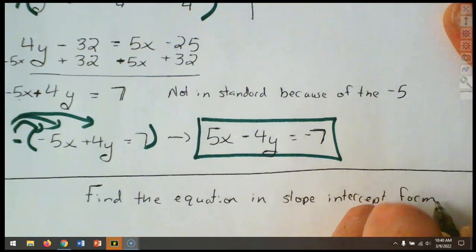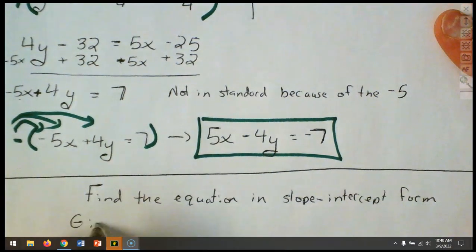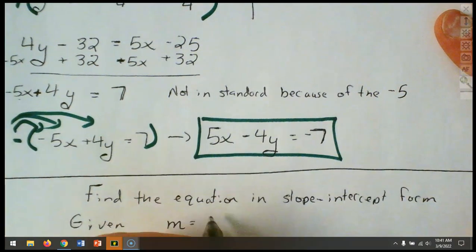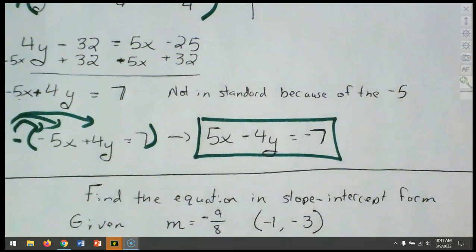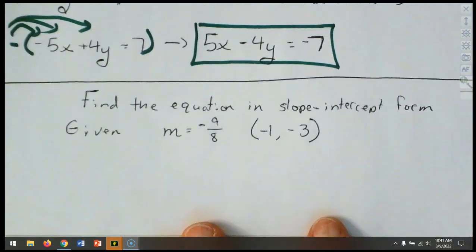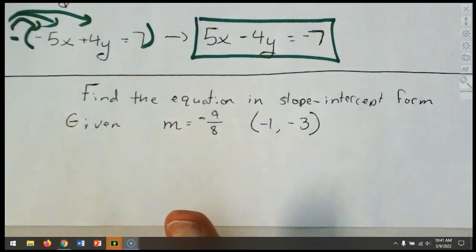So this one we're going to do in slope-intercept form. And let's say you're given m equals negative 9/8 and the point (-1, -3). Okay, so this one's actually a little bit easier. We've got 3 choices on these flowcharts.